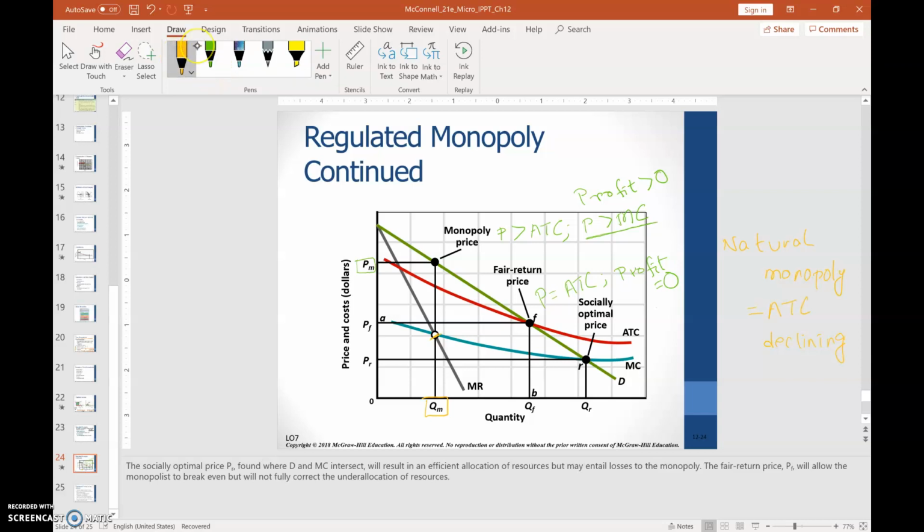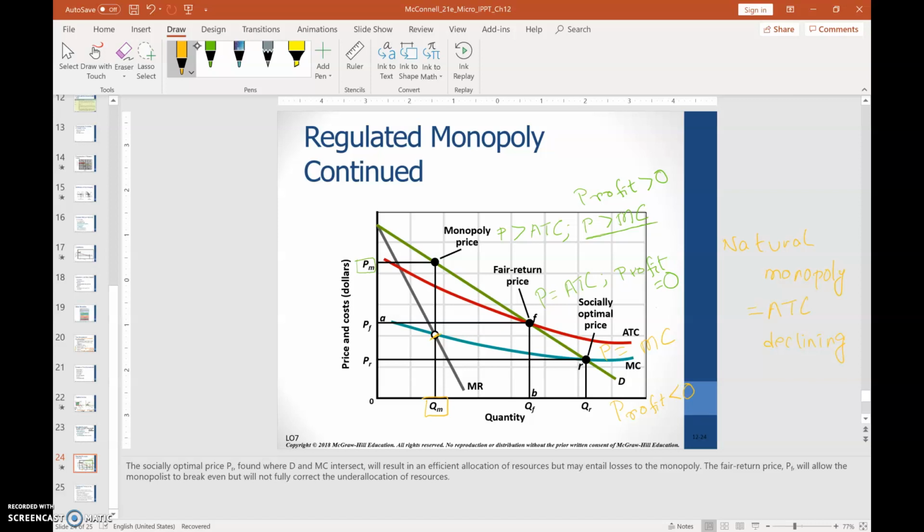And after that, we look at a socially optimal price. The price is equal to marginal cost and the profit is less than 0.